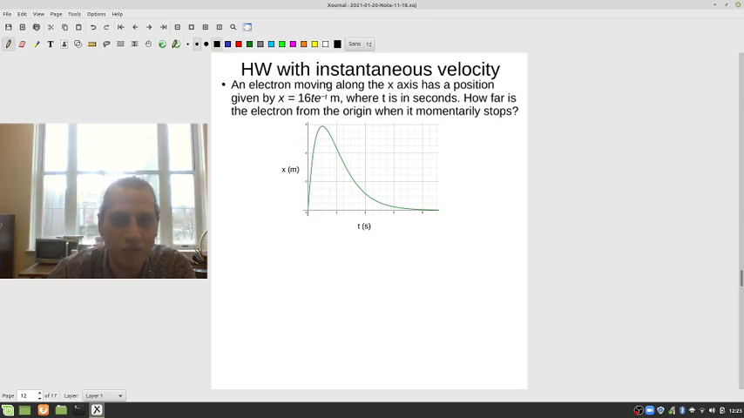It says an electron moving along the x-axis has a position given by x equals 16 t e to the minus t meters, where t is in seconds. How far is the electron from the origin when it momentarily stops?